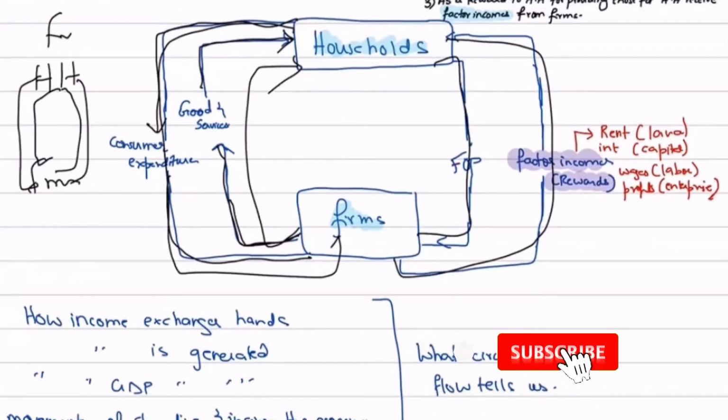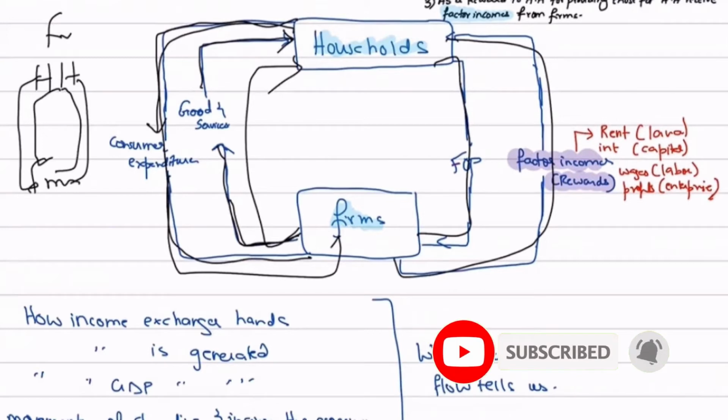But there are two important assumptions that we are making. First of all, the goods and services provided by the firms will be given to the households. The second assumption is that whatever factor income the households have earned, they're going to spend that entire income in buying the goods and services produced by the firms, right? Later on we will challenge that assumption, by the way.